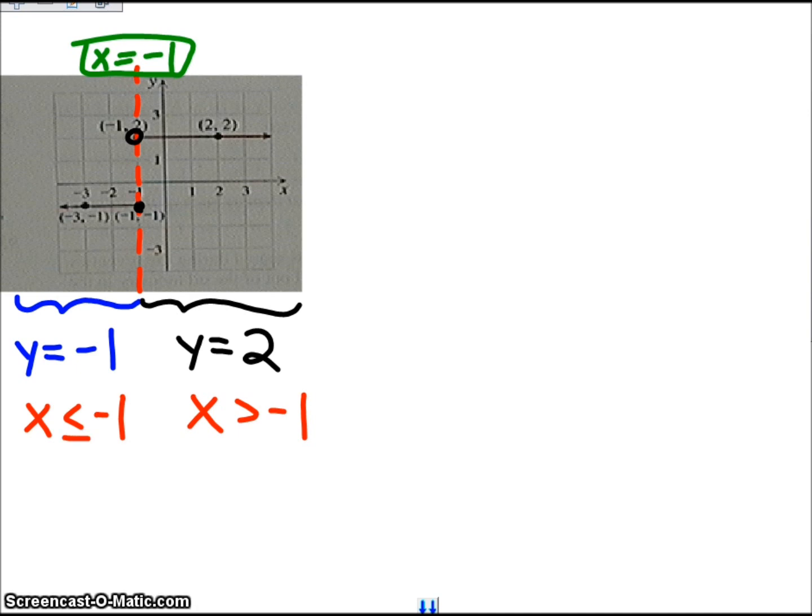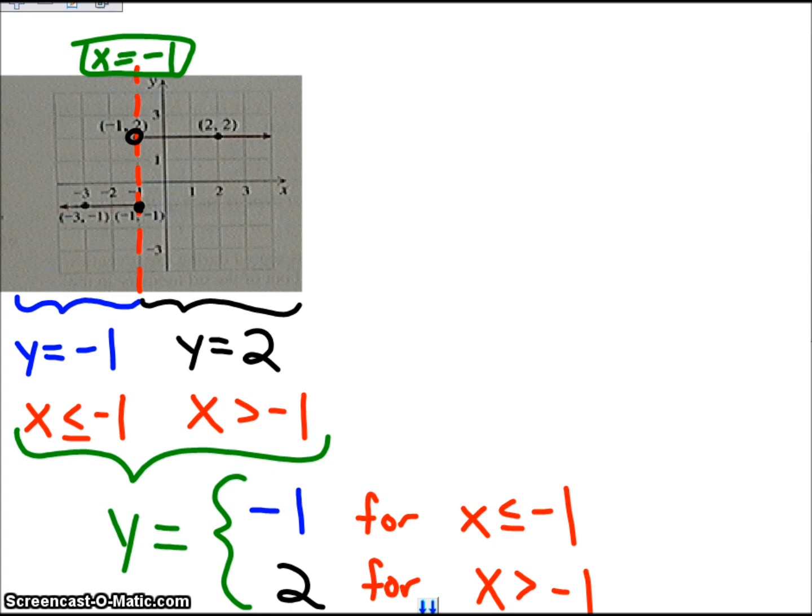Oh sorry, I skipped ahead of myself there. Because we have the closed circle on the graph on the left-hand side, we want to describe that region with an equals to. So x could be less than or equal to -1 for the graph on the left-hand side. Right, and so here's what the equation has to look like. So all together, putting all the information together, it looks like this.